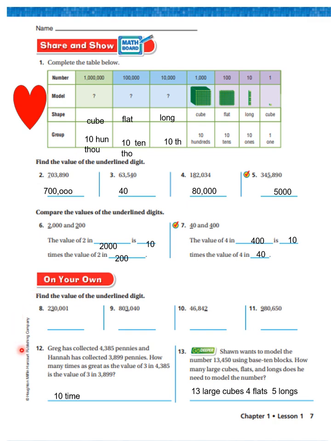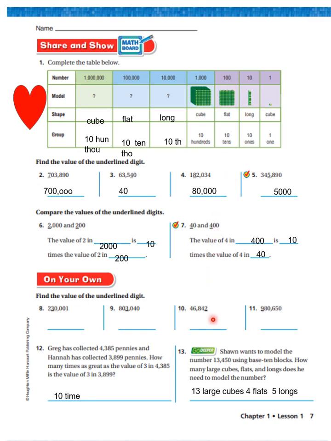All right, number 12. Greg has collected 4,385 pennies and Hannah has collected 3,899 pennies. How many times as great as the value of 3 in 4,385 is the value of the 3 in 3,899? Well, it's 10 times. Remember, the 3 in 4,300 and the 3 in 3,000. And you can look here, 100,000. So this would be 10 times larger than this number.